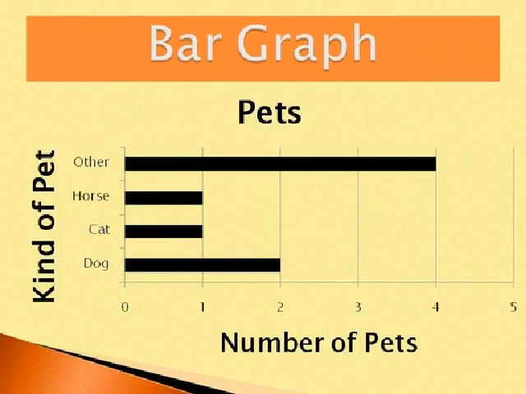In all of our graphs, we need to make sure we label what we are measuring. You need a descriptive title, such as pets, on this graph. For bar graphs, you also need to label the sides. So we are measuring what kind of pets someone has on this side, and on this side we are measuring how many people have that pet.